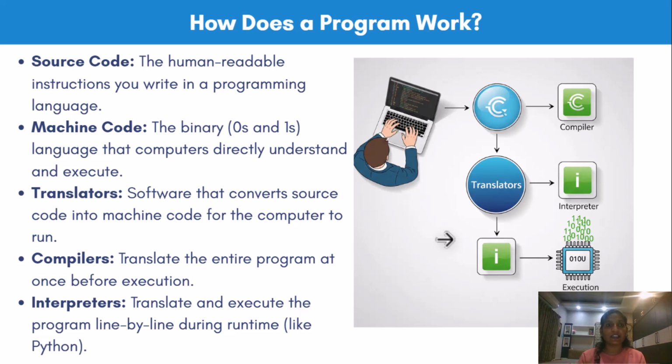So this translator will convert the source code to the machine code, and finally the compilers will convert the entire code to the machine level language, and then the interpreters will execute line by line code from the runtime of any language. Okay, so here the keywords are a translator, which will convert the source code to a machine code, and the compilers, which will convert the entire program to the machine code, and then interpreter will execute the instructions.